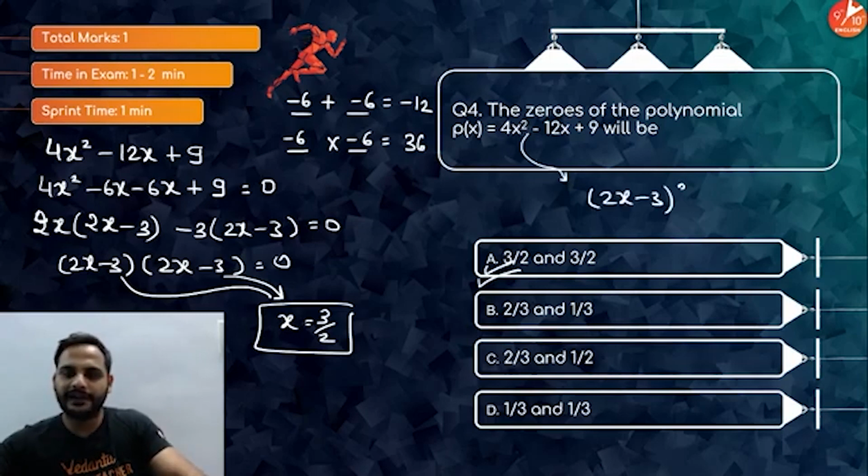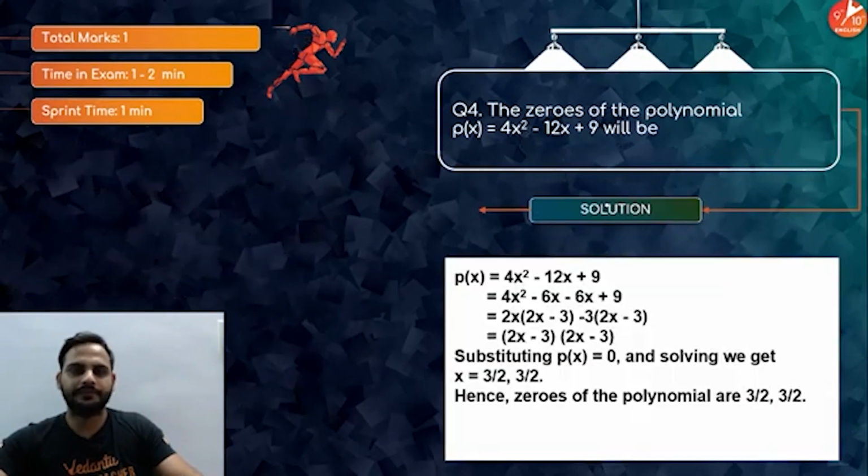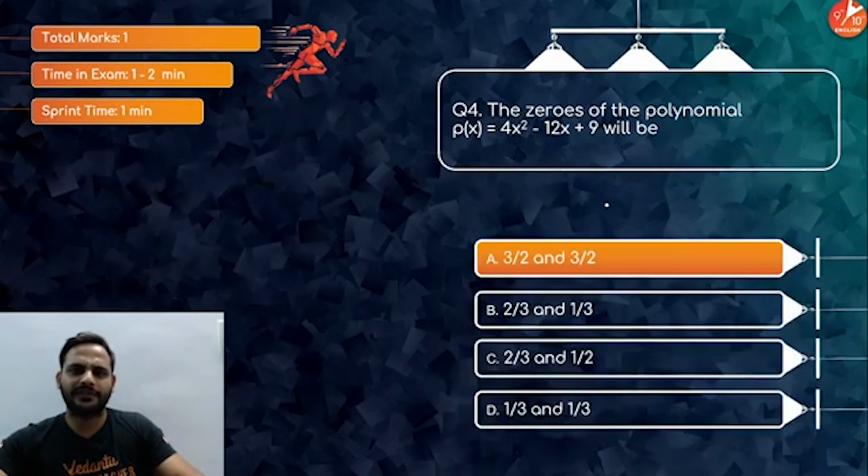3 whole square. Identity you can apply. It is 2x whole square minus 12x, which can be written as 2 into 2x into 3, and plus 9 is 3 square. So a square minus 2ab plus b square: 2x minus 3 whole square, sorry. So 2x minus 3 equal to 0, x is equal to 3 by 2. Okay, easy, this one was easy.